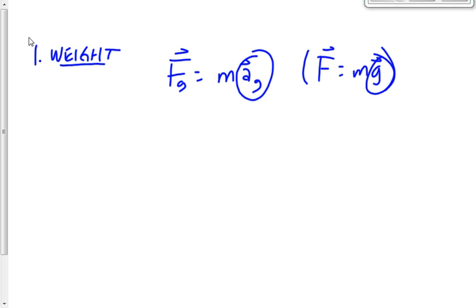Weight is the force of gravity. Mass is the amount of matter that you possess. Weight changes depending on your location. Mass doesn't. Second force we talked about was the normal force.